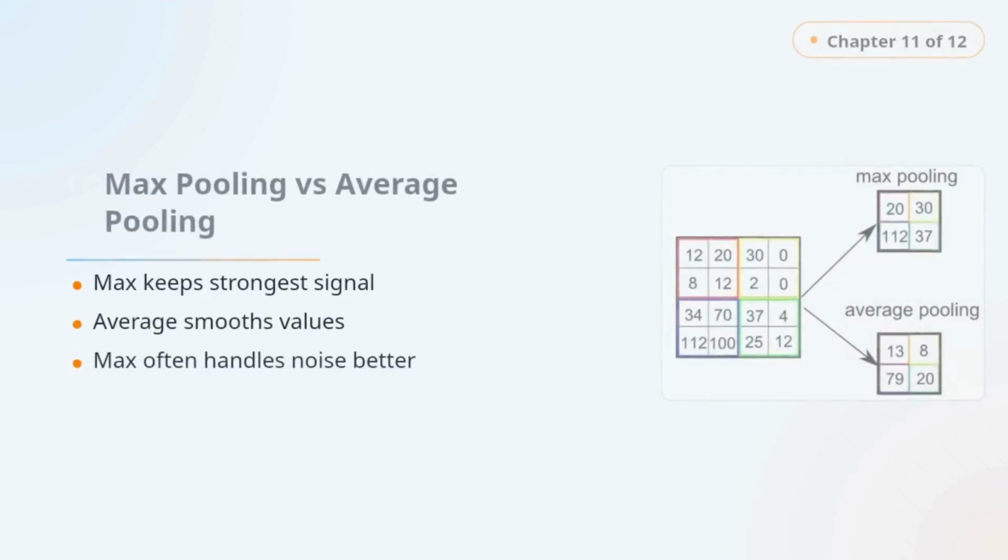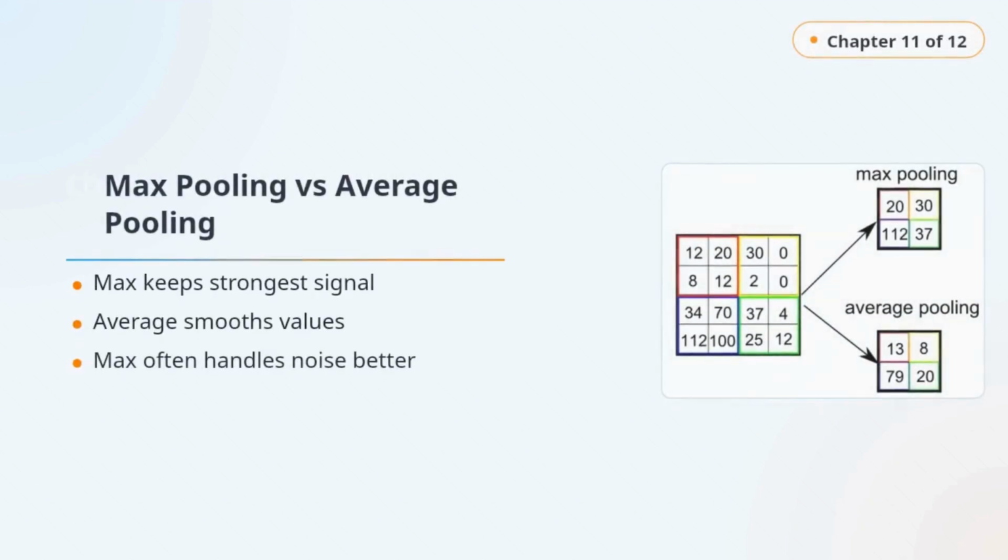There are two common types of pooling. Max pooling picks the largest value in a region, while average pooling takes the mean. Max pooling is usually preferred because it preserves the strongest activation and can suppress noisy responses better than averaging everything together.